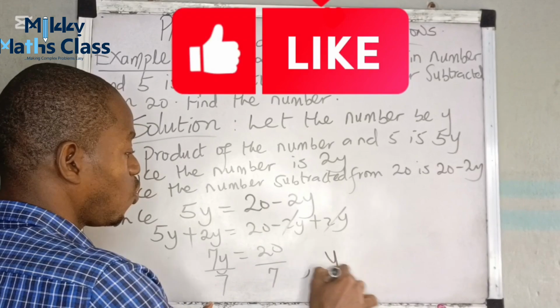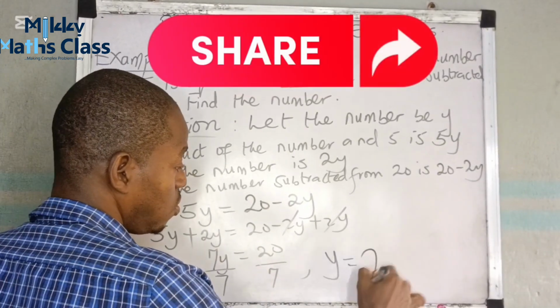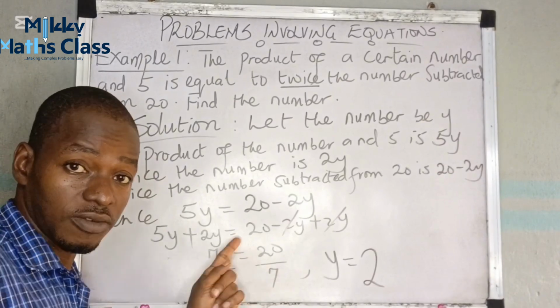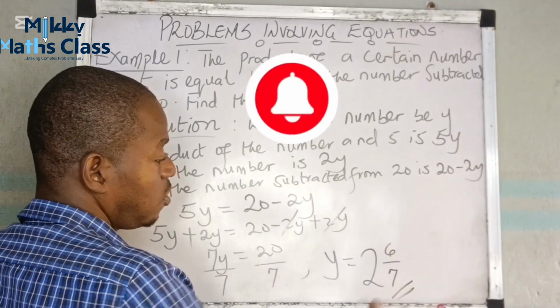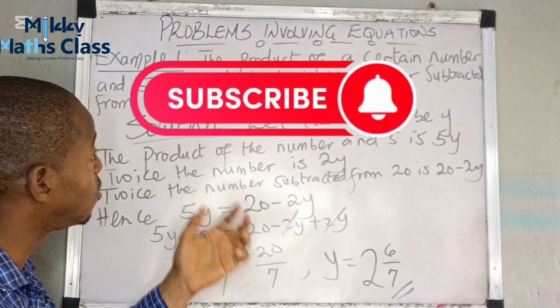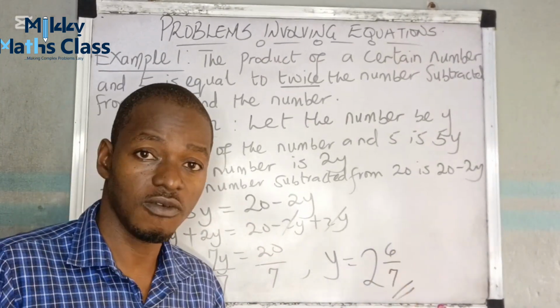So which will give us y is equal to, how many 7 we use in 20? That's 2. Remainder, that's 14. 20 minus 14, that's 6 over 7. So this is the number that we are looking for. Two whole number, 6 over 7.